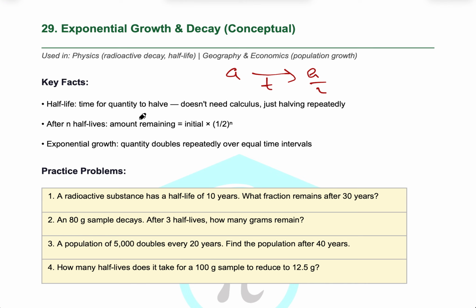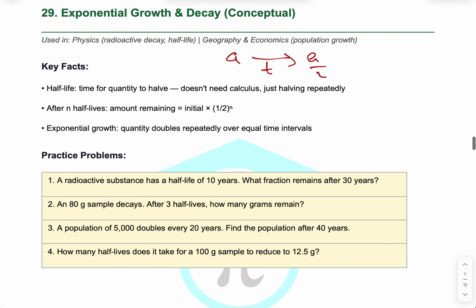So after n half-lives, that is, if you have gone through so many half-lives, what is going to be your new amount? So that is why the formula is: new amount equals initial, that is the one you started with, multiplied by 1 over 2 raised to power n.